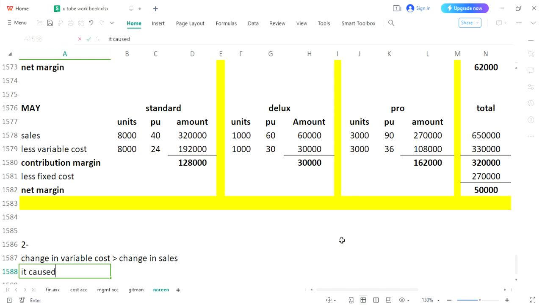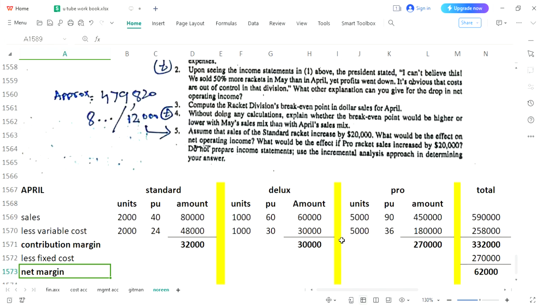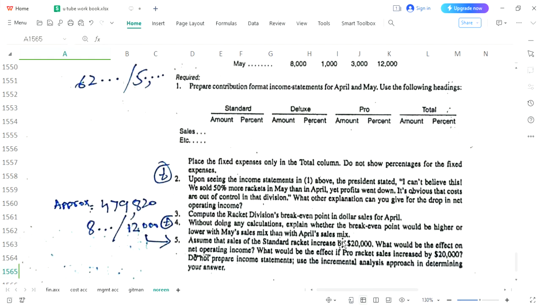It caused the drop of net margin. So this is the reason why our net margin has dropped, because variable cost has increased more than the increase in sales. So part two has no calculation. In the second part, we are only associated with the theoretical portion, and we have answered that the change in variable cost is way more than the change in sales. That is why we are facing loss.